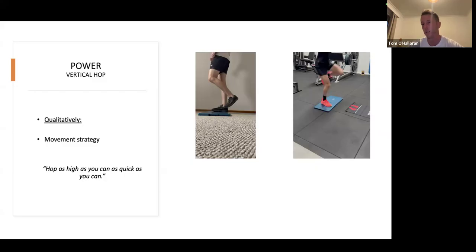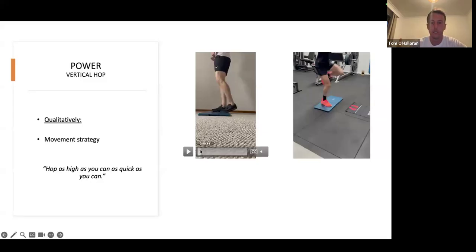And as long as the assessor is consistent, then it shouldn't matter if you're collecting your own norms, as long as you're repeatable over time. But to me, it makes a lot more sense to go hands-free. But basically, the cues I'll give are hop as high as you can, as quick as you can. So again, what I'm looking at here is how quickly someone can load into that knee and not have to drop the center of mass too much before they can spring out. Can they get height?